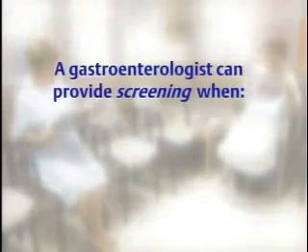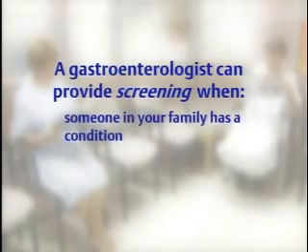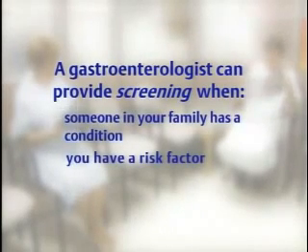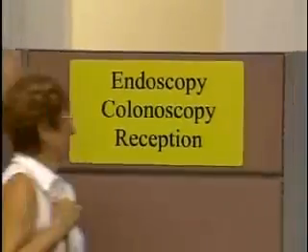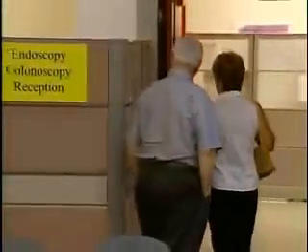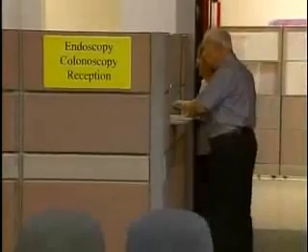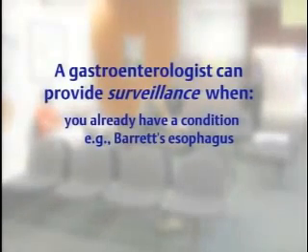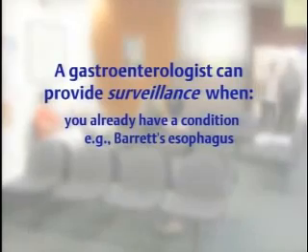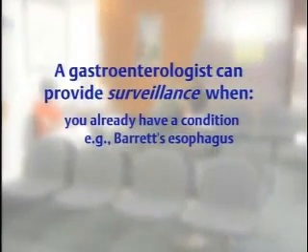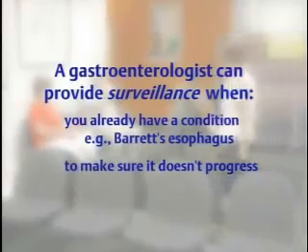Other reasons that you may be asked to see a gastroenterologist, for example, would include screening or surveillance. Screening, for example, would be to look for disease because somebody else in your family may have a condition or because you have a risk factor for a condition, such as colon polyps or stomach cancer or something like that. Surveillance is when investigations may be conducted to follow up on a condition that has been identified previously. So if you've been identified as having, for example, Barrett's esophagus, then it may be decided that it would be important for you to have further investigation to make sure the condition doesn't progress.